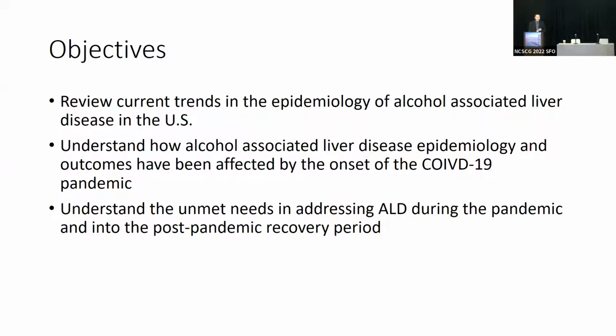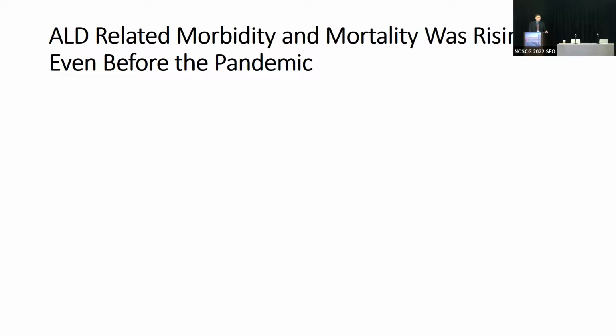So objectives today, I'm going to review some of the recent trends in epidemiology of alcohol-associated liver disease in the US. And really try to help us understand how, I'll just refer to this as ALD, epidemiology and outcomes have been affected by the onset of the COVID-19 pandemic. And then finally, I'm going to touch a little bit on some of the unmet needs in addressing ALD during the pandemic. And as we've been saying post-pandemic for a long time, but maybe let's call it the COVID endemic period as we progress into the next few months and years.